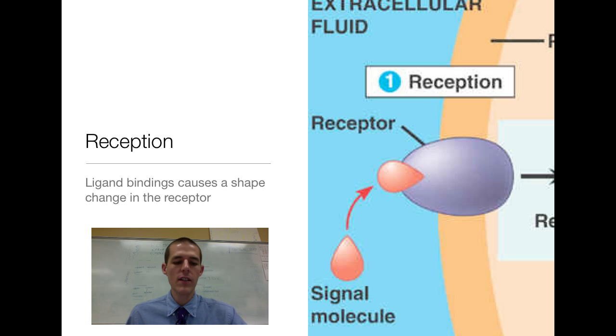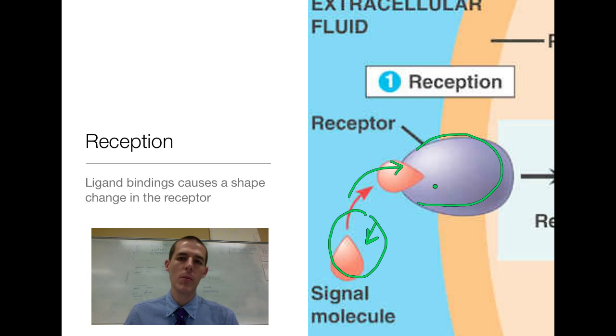Now, a term that you need to know is ligand. A ligand is any molecule that binds specifically to a receptor of some sort. Generally, they're going to be proteins. So in this case, you have got a specific signal molecule that is known as the ligand. That signal molecule is going to bind to a specific receptor on the membrane of the cell.